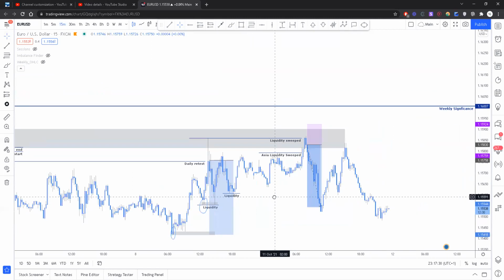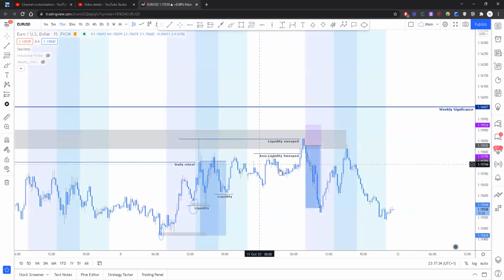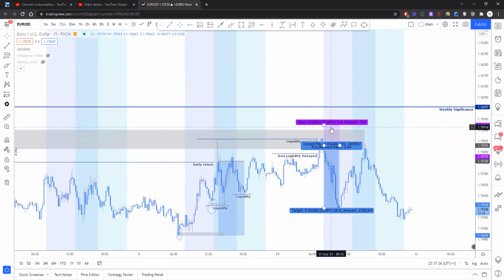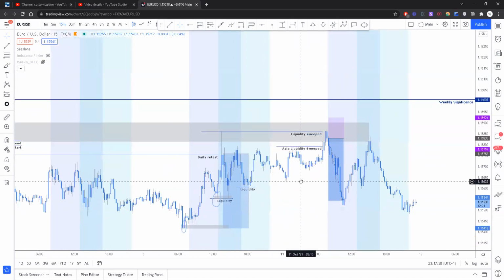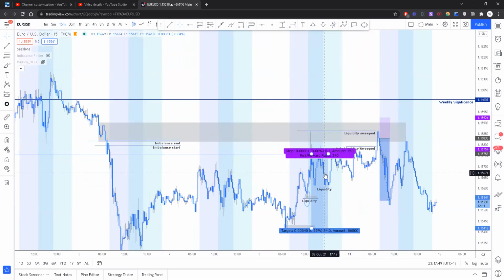Okay, now moving into this week, coming into this morning, so if we just plop on these sessions, this was right at the beginning of London. Now, the two areas that I want to draw your attention to are this first line right here where I put liquidity sweeps, and the Asia liquidity sweeps.